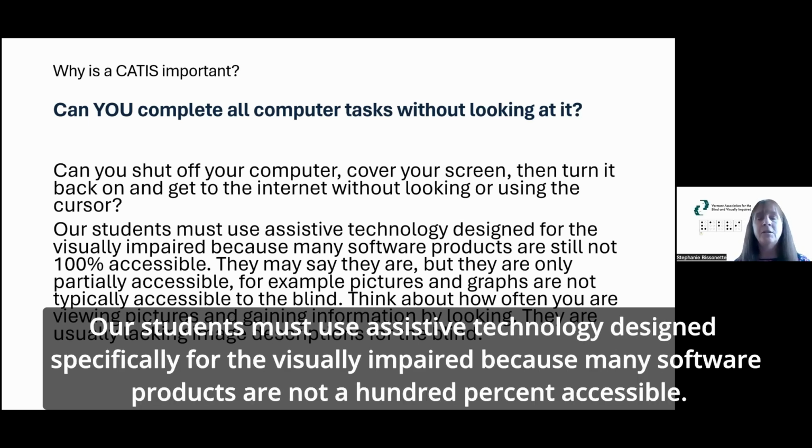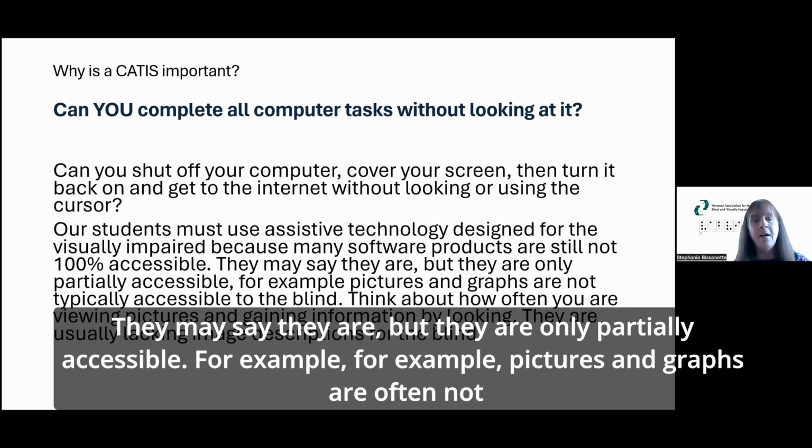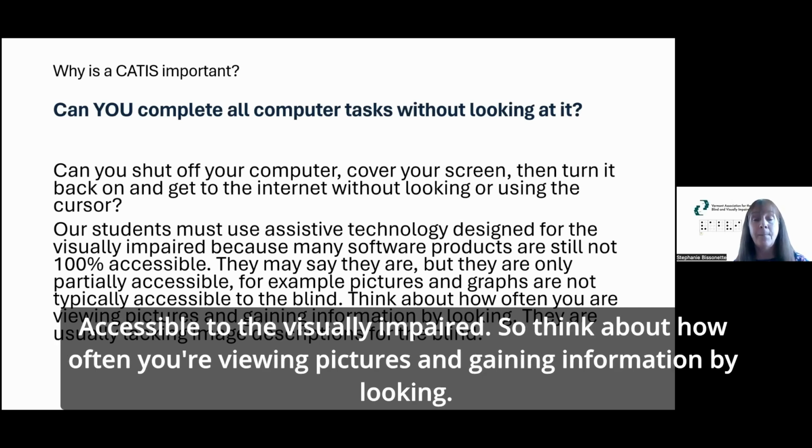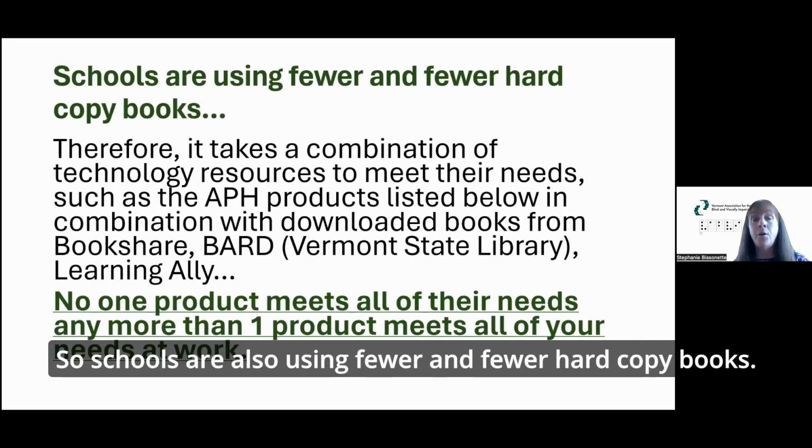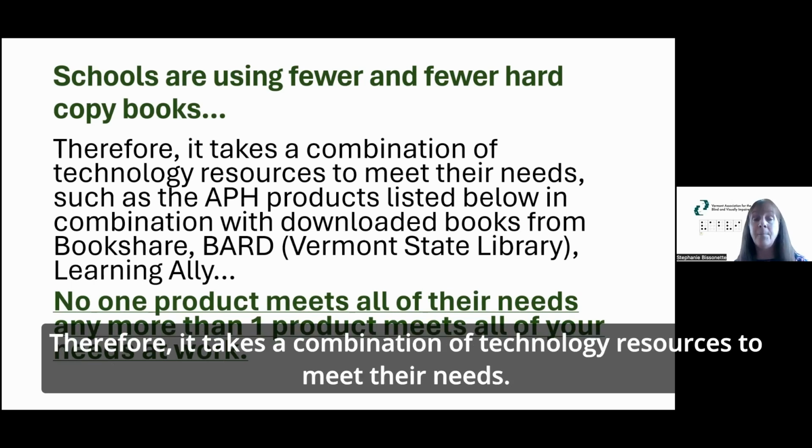Our students must use assistive technologies designed specifically for the visually impaired, because many software products are not 100% accessible. They may say they are, but they are only partially accessible. For example, pictures and graphs are often not accessible to the visually impaired. So think about how often you're viewing pictures and gaining information by looking. These options are usually lacking for people with visual impairments. Schools are also using fewer and fewer hard copy books. Therefore, it takes a combination of technology resources to meet their needs.